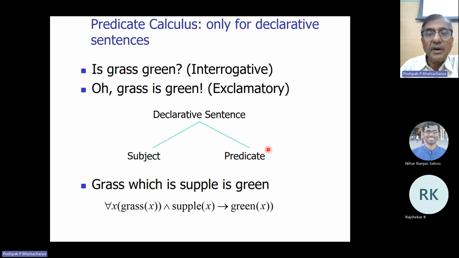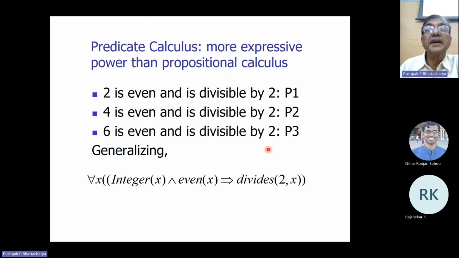Then all kinds of sentences can be represented using predicate calculus, provided you know which operator to use and which quantifiers to use. Predicate calculus is also a very succinct knowledge representation for sentences. All even numbers are divisible by 2. If you have to represent it in propositional calculus, you have to take an infinite number of propositions because there are infinite number of even numbers. But in predicate calculus, you can represent this by a very, very concise expression.